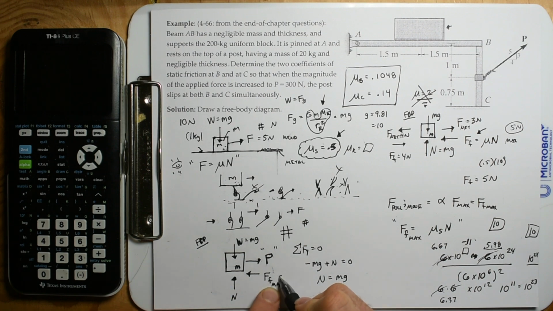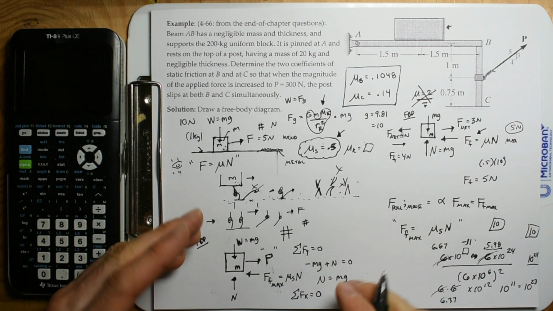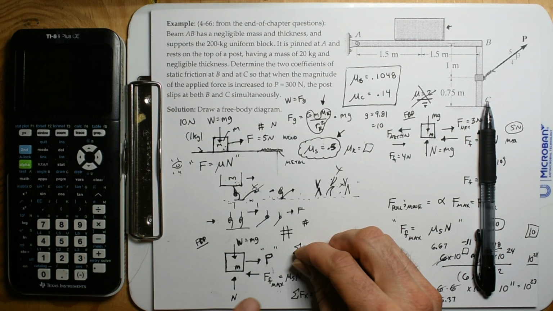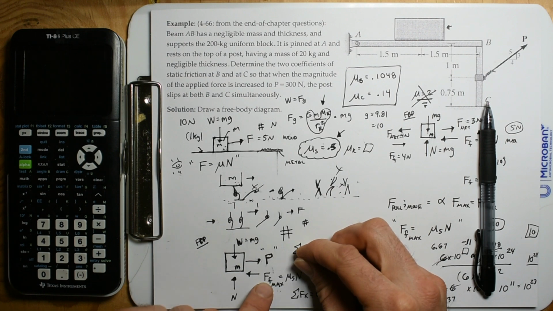Now I'm going to write the force of friction. It is going to be this equation, the coefficient of static friction times the normal force. Cool. So we know what the normal force is. And so let's do the sum of the forces in the x direction. Same thing. I'm going to pull on this, and the frictional force is going to resist.